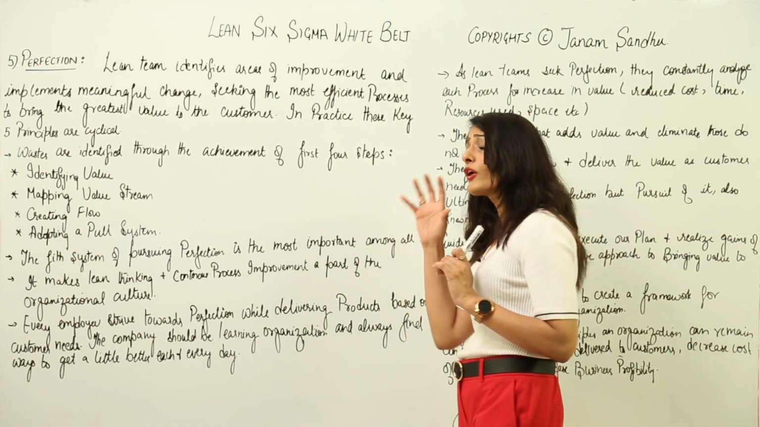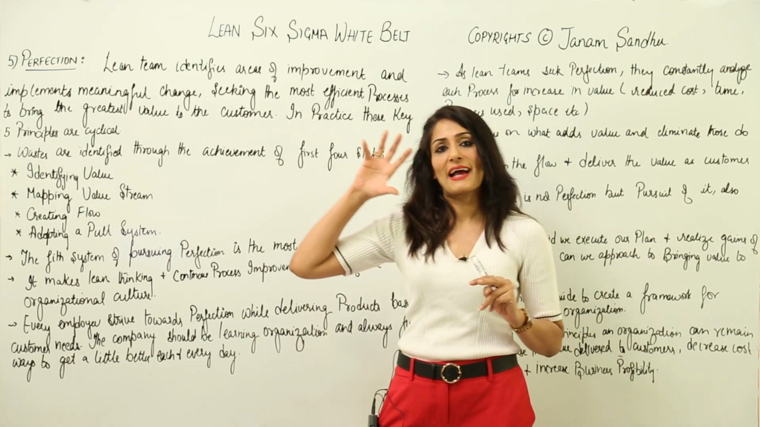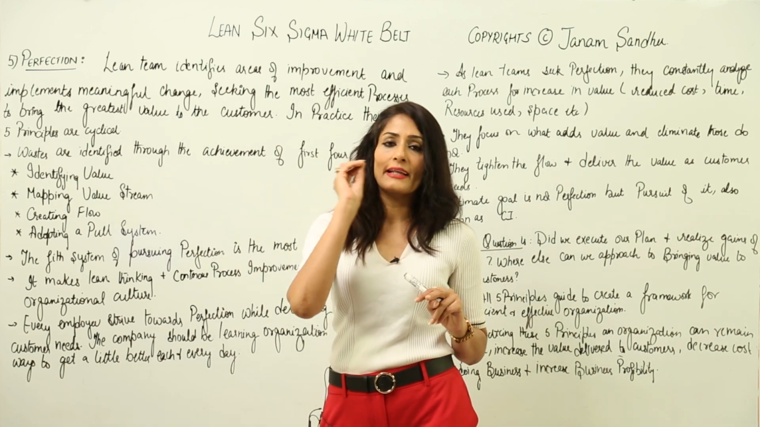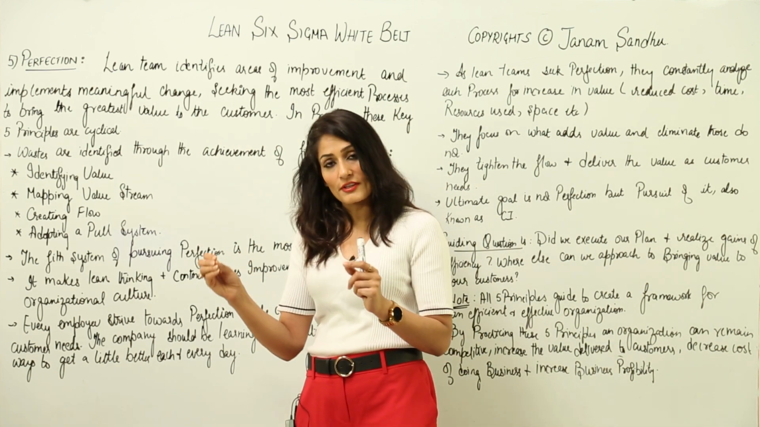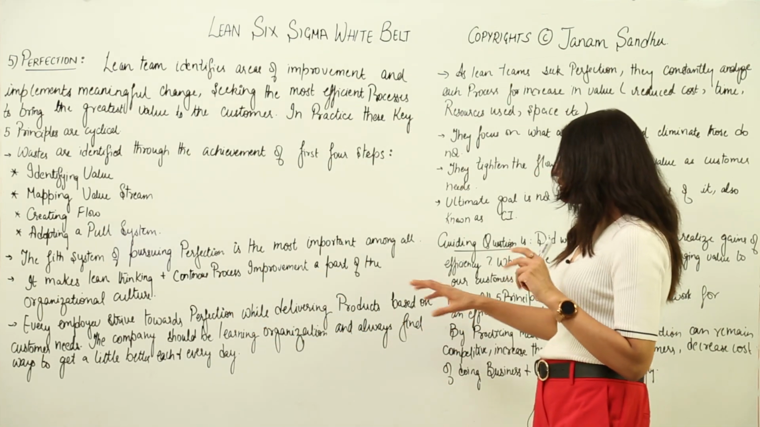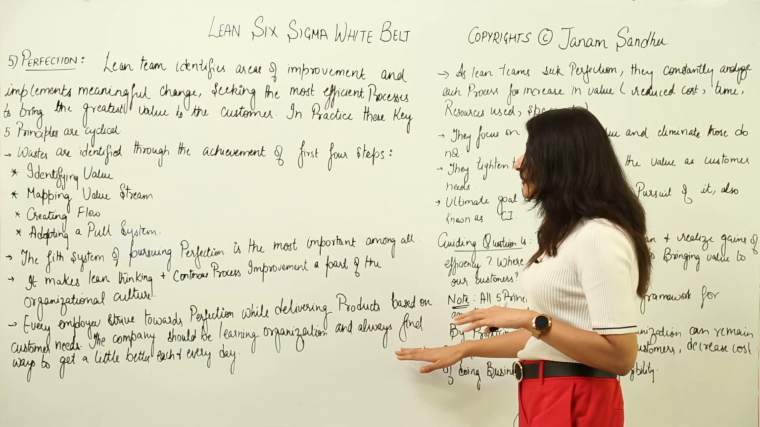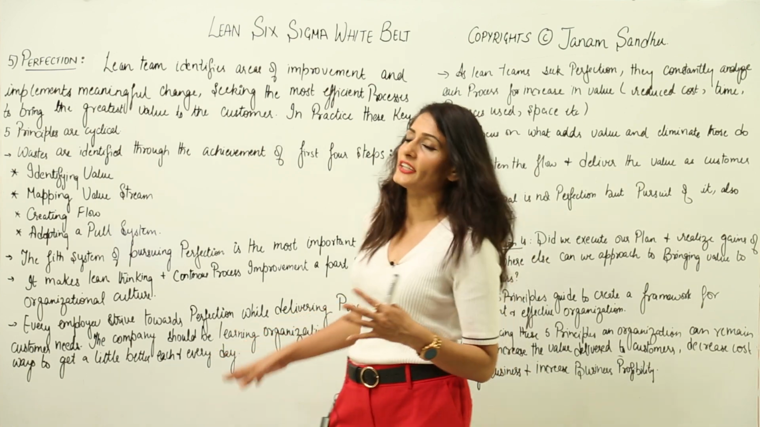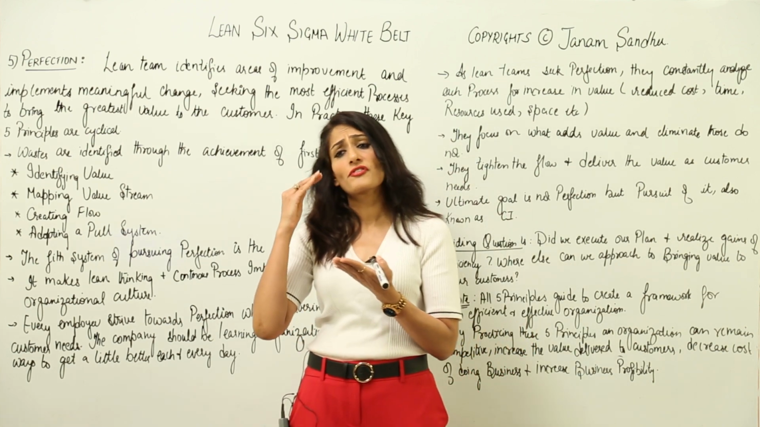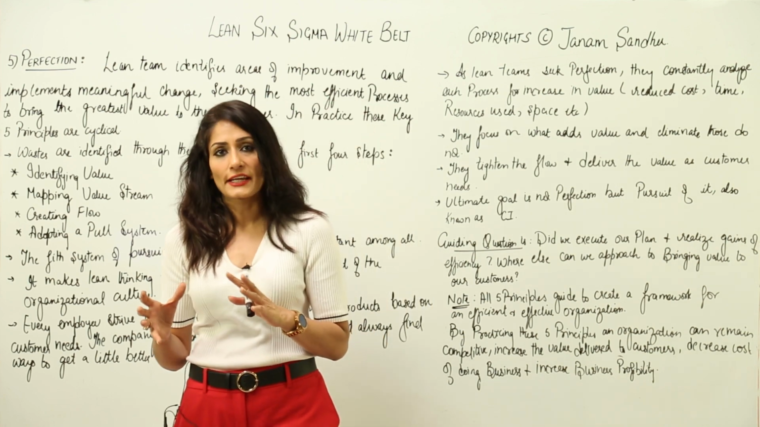So, the goal of each and every employee of the organization is to deliver maximum value to the customer, to deliver them the products in the right amount, in the right way, at the cost they want, at the time they want it. The company should be a learning organization and always find ways to get a little better each and every day. So when we talk about lean, it's about continuous improvement. You seek ways to improve your processes each and every day, right?